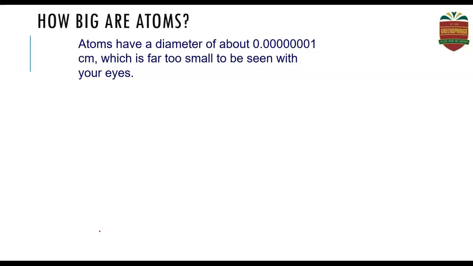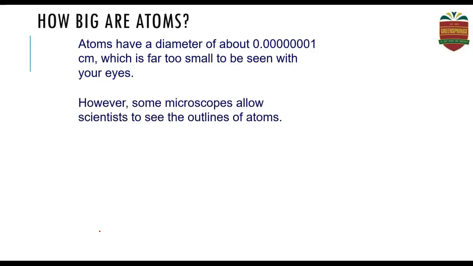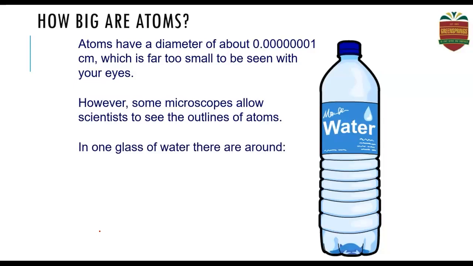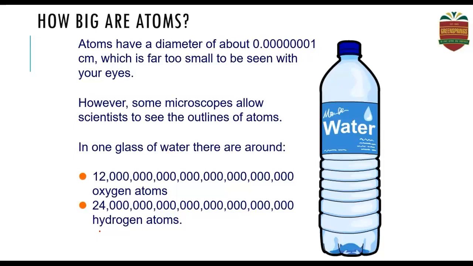Are atoms really big? We said all substances are made up of tiny particles called atoms. But how tiny and how big are they? Atoms have a diameter of about 1/100 millionth. That is far too small to be seen with your eyes. They are so tiny and small. However, some microscopes allow scientists to see the outlines of atoms. In one glass of water, for instance, there are around 12 septillion oxygen atoms and 24 septillion hydrogen atoms. Wow! That is so many atoms, though very tiny.